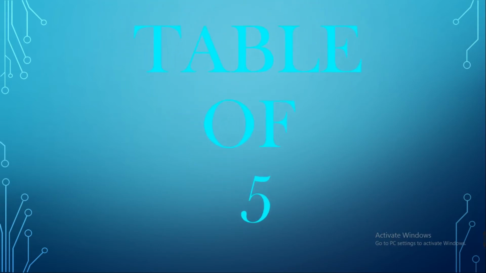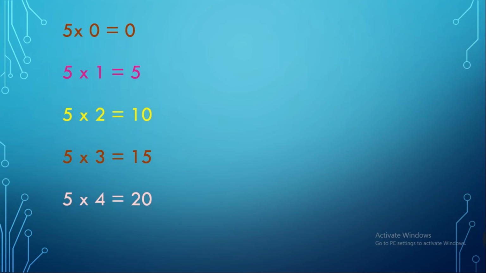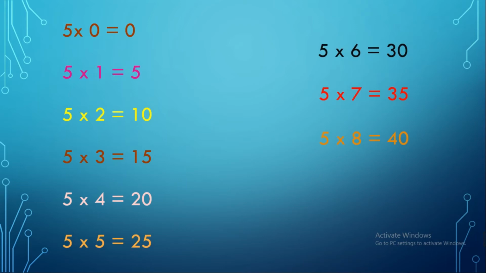Table of 5. 5 zeros are 0. 5 ones are 5. 5 twos are 10. 5 threes are 15. 5 fours are 20. 5 fives are 25. 5 sixes are 30. 5 sevens are 35. 5 eights are 40. 5 nines are 45. 5 tens are 50.